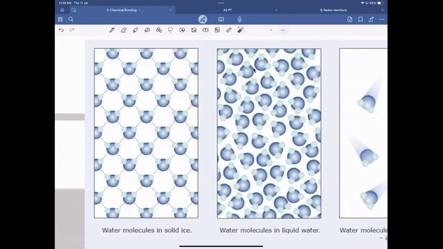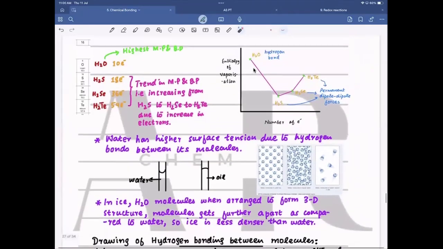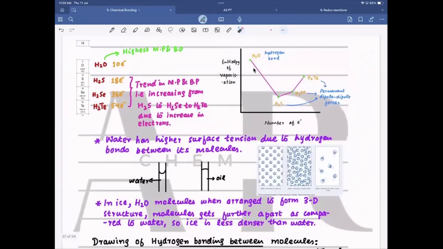Okay. And what was the initial heading of this thing? Anomalous behavior, right? Yes, sir. So see, that's what is anomalous, isn't it? Yes, sir. Any questions? No, sir. Okay.